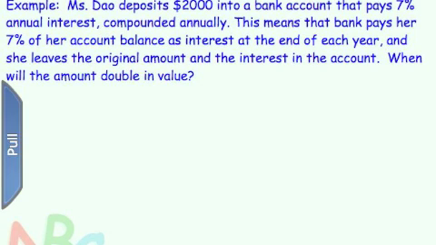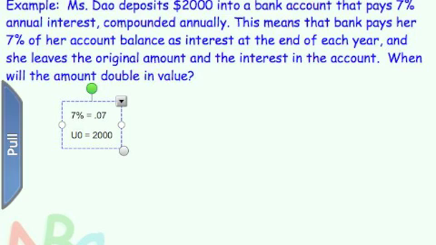All right? So the first thing we need to think about is 7% interest is equivalent to 0.07. That we must know. In order for us to write a recursive routine for this problem, we need the starting amount, which is my u sub 0 value. U sub 0 is going to be 2,000 since I deposited $2,000 into the bank account. Our recursive routine is going to be u sub n equals u sub n minus 1.